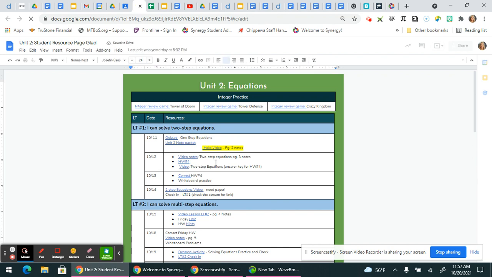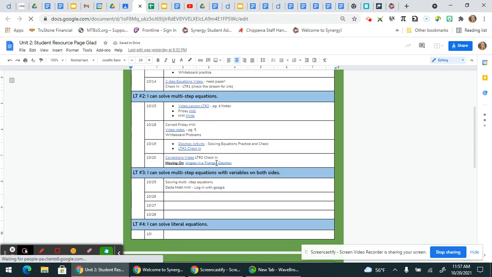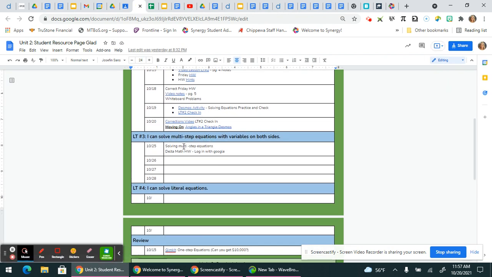So here's your doc, and you're going to go down to 1025. So I will have a live link with the multi-step video that you're watching right now. And I will also have a live Delta Math homework. Log in with Google. This link will be right here. Remember to log in with Google, and you will be right into the Delta link.